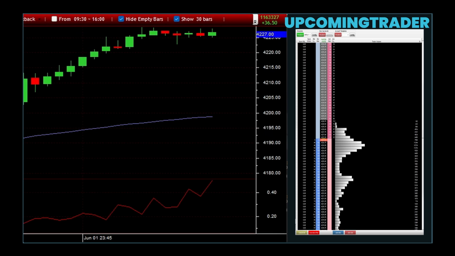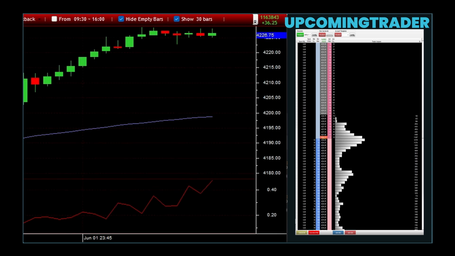Then we have the candlestick chart, a favorite among many traders because of its rich information and visual appeal. Each candlestick presents the same data as a bar chart: open, high, low, and close prices, but it goes a step further with its distinctive body and wicks. This design makes it easier to gauge market sentiment at a glance.